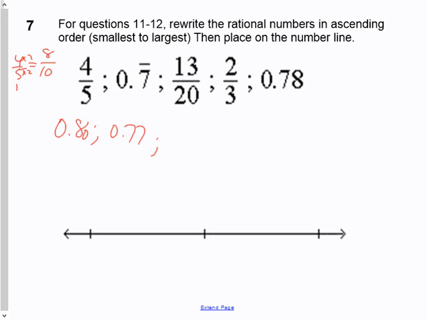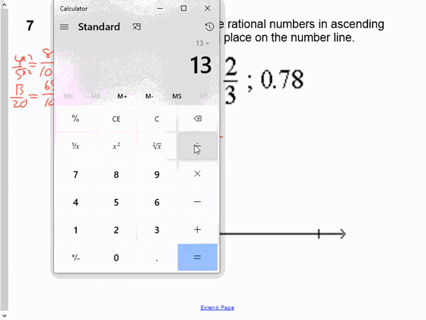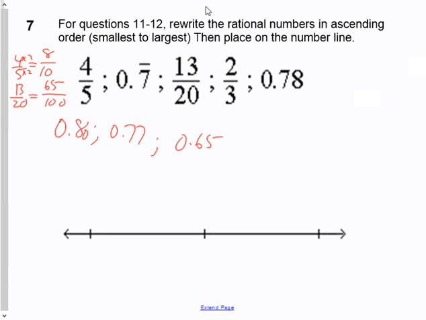That's the next one, 13/20. If you use this method, 13/20 is equal to how many hundredths? That's 65 hundredths, which is 0.65. Otherwise, you can take your calculator and say 13 divided by 20 equals 0.65. 2/3 is 0.66 repeating. And finally, 0.78 is a terminating decimal, which we can just leave as is.